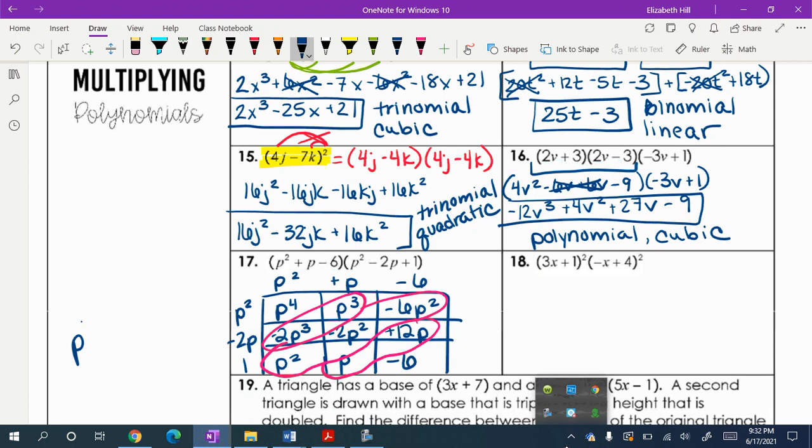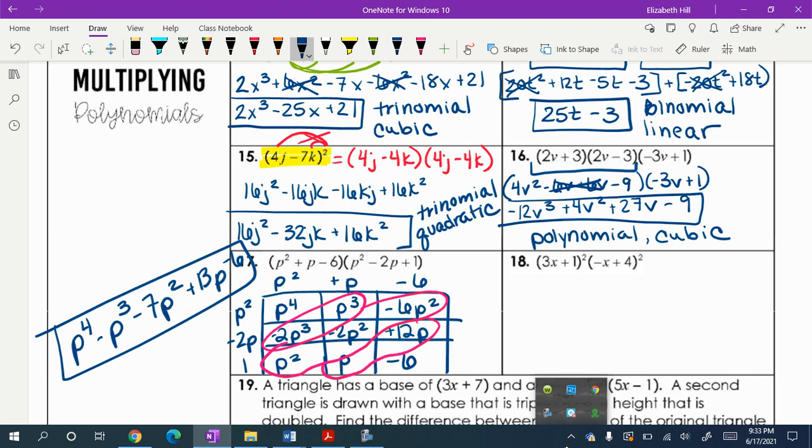And so we would get p to the 4th, looks like a minus 1, so a minus p to the 3rd. Negative 2p squared and 1p squared, so that's negative 1, and a negative 6, so negative 7p squared. 1p and a 12p, so 13p, and a negative 6. Sorry, kind of ran out of room right there. So you got 1, 2, 3, 4, 5 terms, so that's going to be a polynomial with a degree of 4, making it a quartic polynomial.